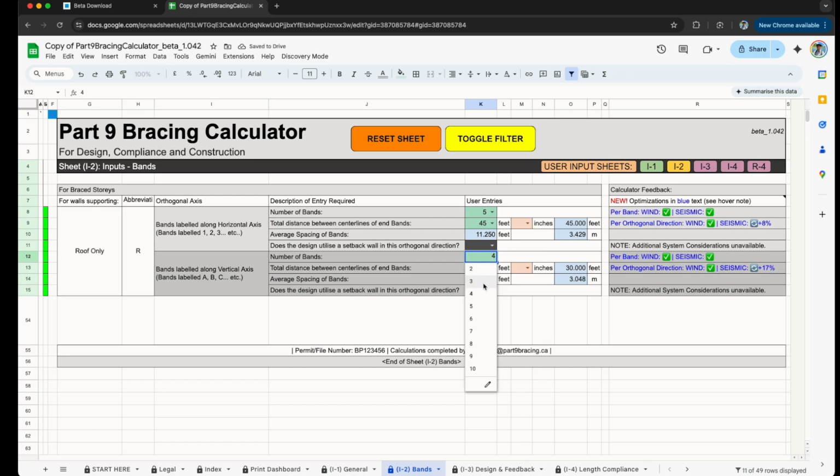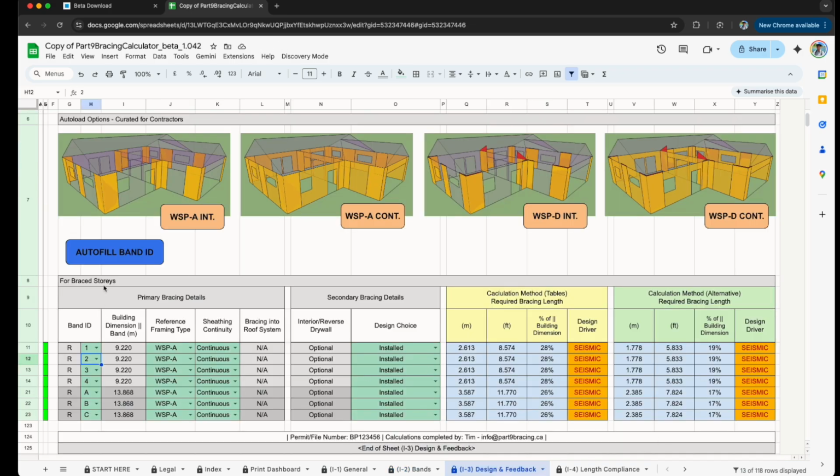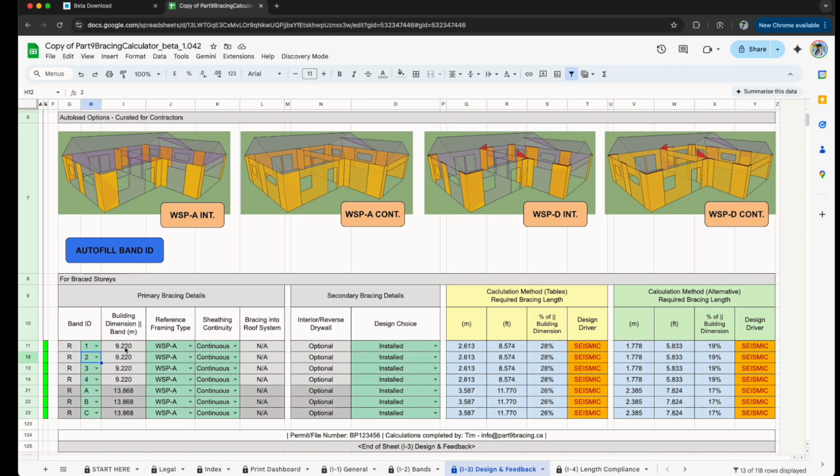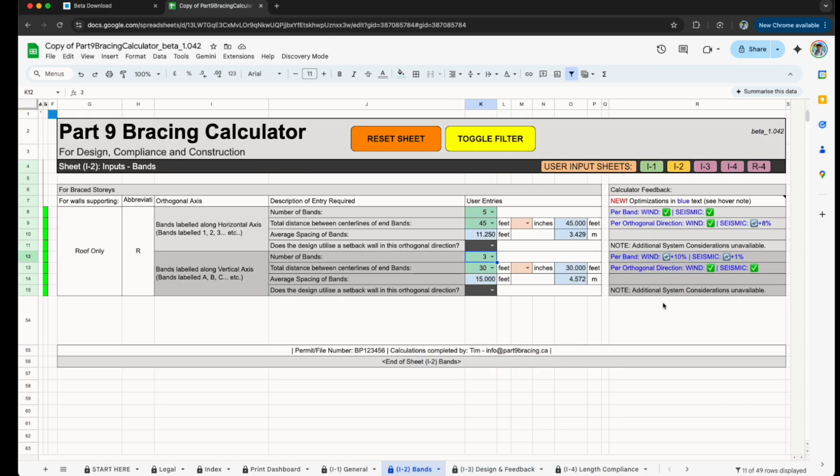So just a few things to consider there. I might be better off changing this to 3, and then of course that's going to influence the number of bands that I'm using here. So just play around with it, see what you think. Happy to take any feedback. Thank you.